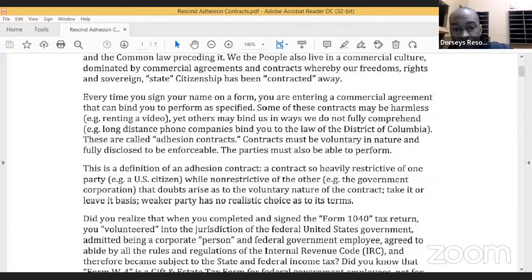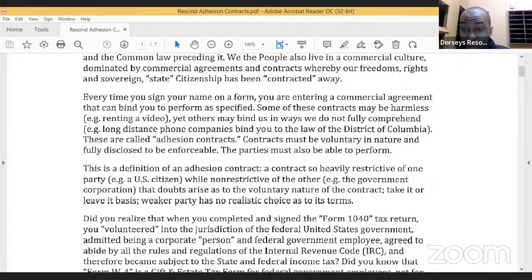Long distance phone companies bind you to the law of the District of Columbia. These are called adhesion contracts. Contracts must be voluntary in nature and fully disclosed to be enforceable. That's why I went over due process. If you understand due process, I had a brother years ago that helped train me, taught me privately, helped teach me this information, who had experience going up against judges, lawyers, etc. And he iterated that due process is very, very important.